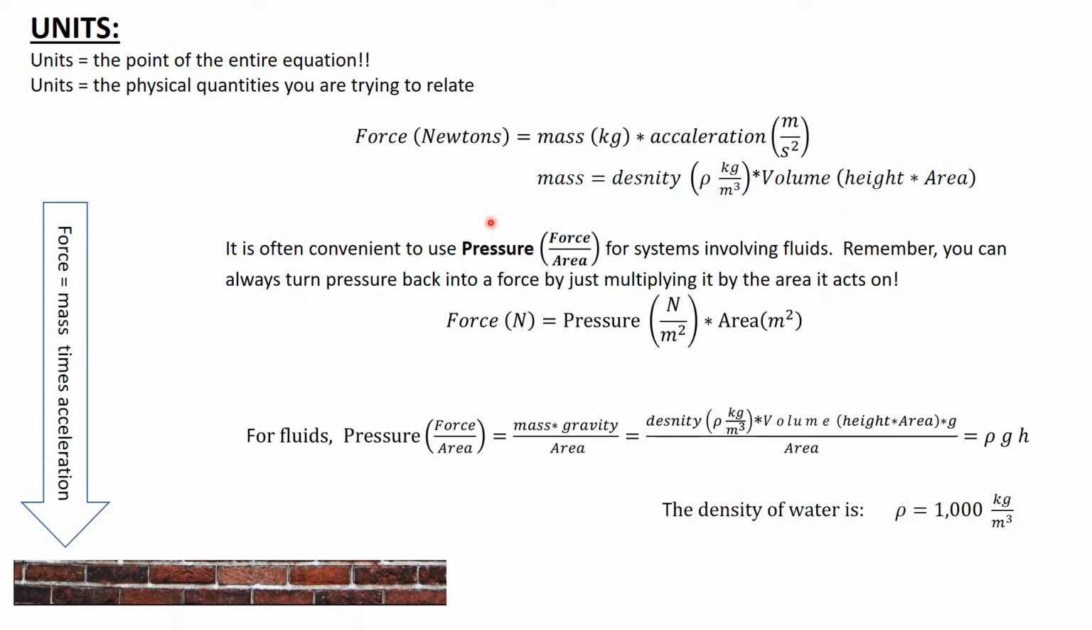Pressure. Usually with water, you talk about things like water pressure. Pressure is a force over an area. So multiply force over an area times an area, and you will get a force out of it. If we have force over area, and that's mass times gravity over area, you can plug in what mass is. Mass is density times height times area, times g. Areas cancel out, so pressure is rho gh. Density of water, 1,000 kilograms per meter cubed.